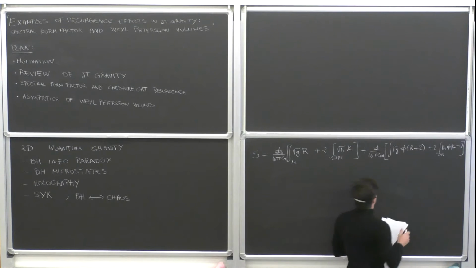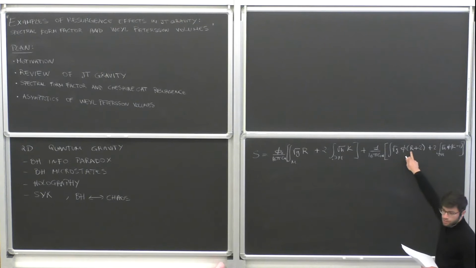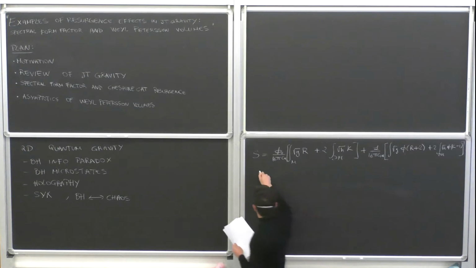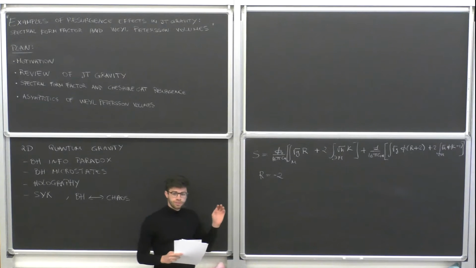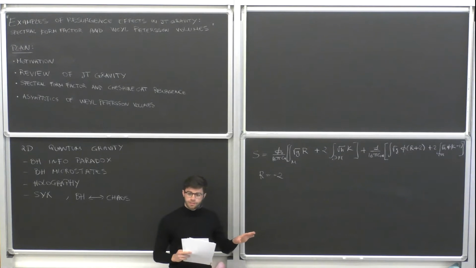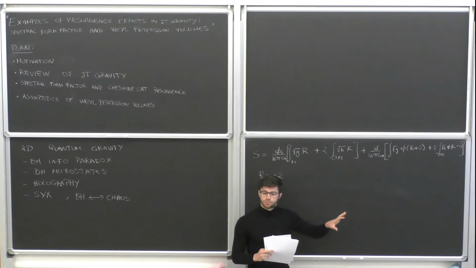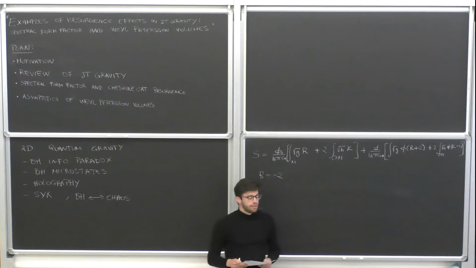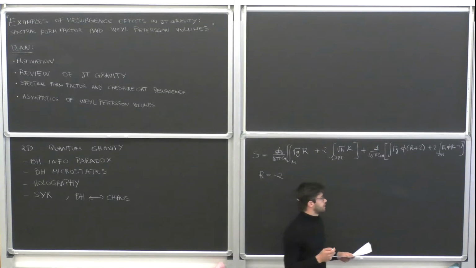So as you can see, if you were to vary this action with respect to the dilaton, it would give you a constraint on the scalar curvature, and you would get that the scalar curvature is fixed to be -2. So the space-time is locally hyperbolic, meaning that locally what you have is patches of AdS2. And so you could say, okay, then what's the point of this theory? This seems too simple to be interesting, but it is actually everything but trivial.